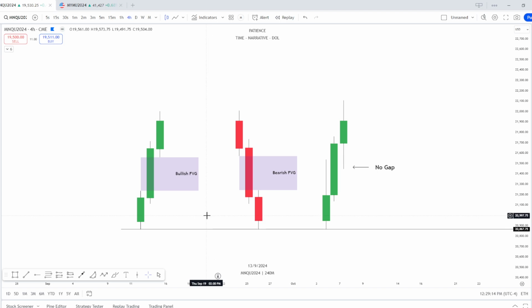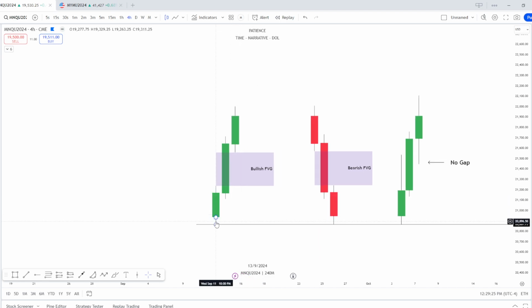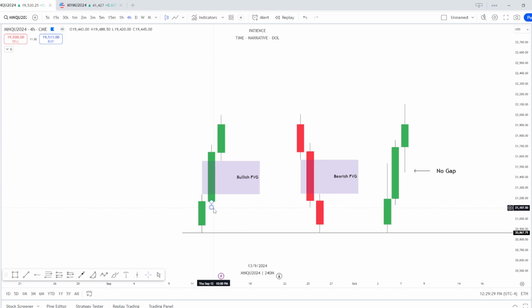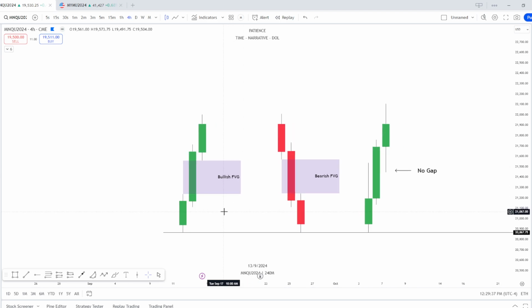A fair value gap is essentially a stronger force of orders in one direction in the market. Let's say in a bullish market, we create a bullish fair value gap. What this essentially means is that there is a lot more buying pressure and buying orders within the market at the time of this being created. If there wasn't a lot more buying pressure, or there was equal pressure between buyers and sellers, we will not create a fair value gap.